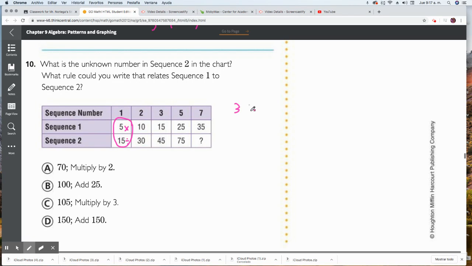So of course we need to, okay, 5 times 3 equals 15, carry the 1. 3 times 3 is 9 plus 1 is 10. So the answer will be 105. The rule is to multiply by 3. Okay, so that's the magic number.